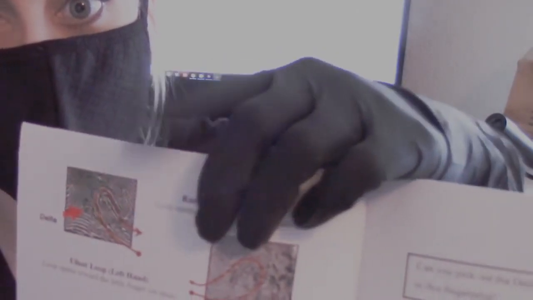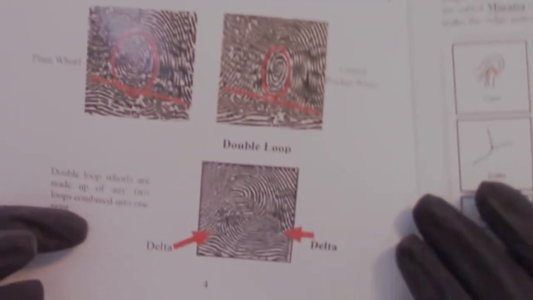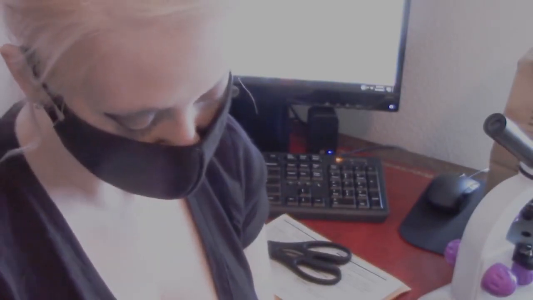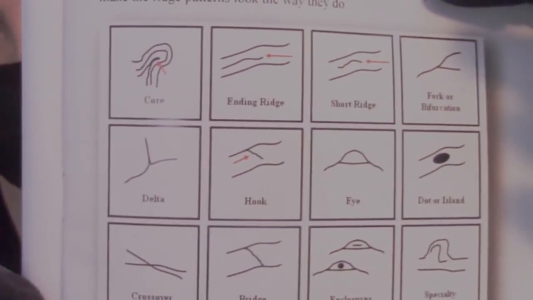There are 3 specific classes we look for: arches, loops, and whorls. Arches, loops, which are the most common fingerprints, and whorls. There are also various other minutiae or details in fingerprints that may set them apart from others.